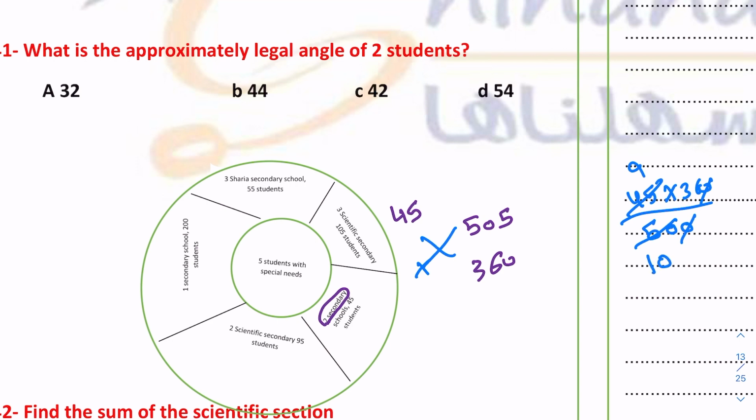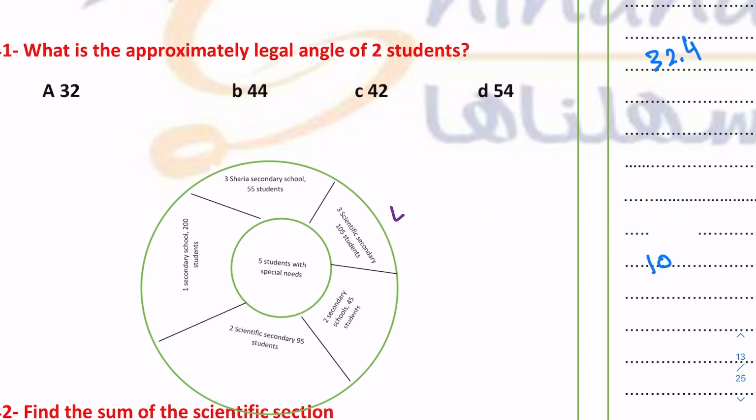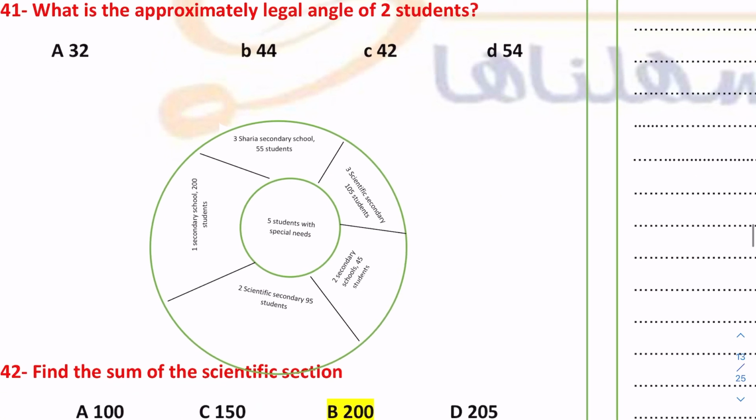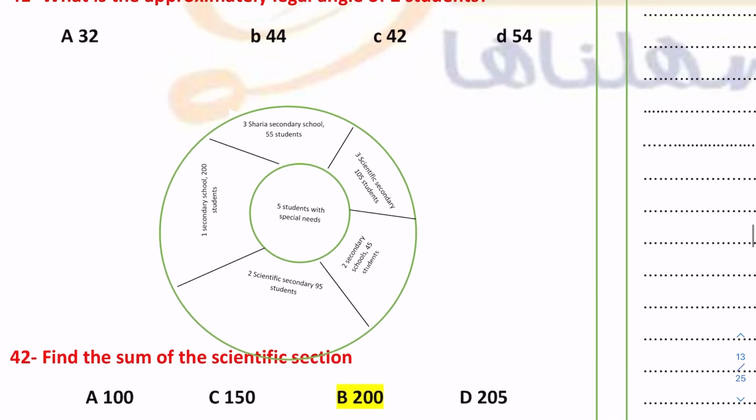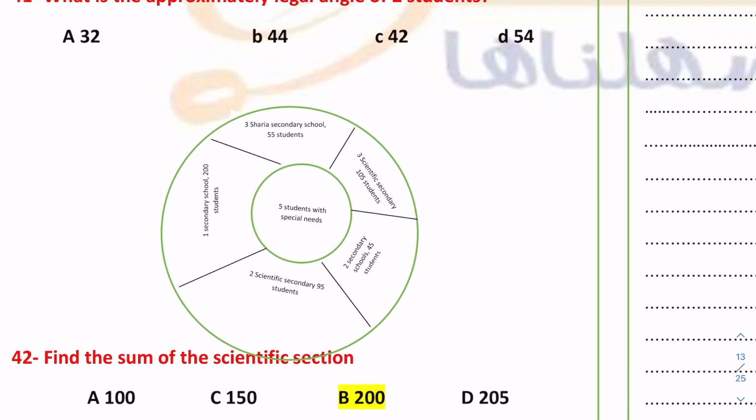Okay? Now, 6 times 9, 54. 4 and carry up 5. 3 times 9, 27. 27 and 5 will be 32. So it's approximately 32.4. I will choose 32. 32 degrees approximately. Okay? Now, let's take the next question, which is find the sum of scientific section. Here I have 95, and here I have 105, so their sum is 200.